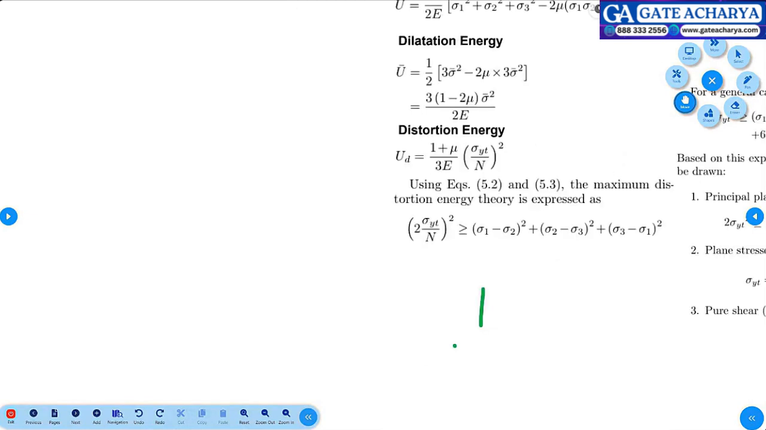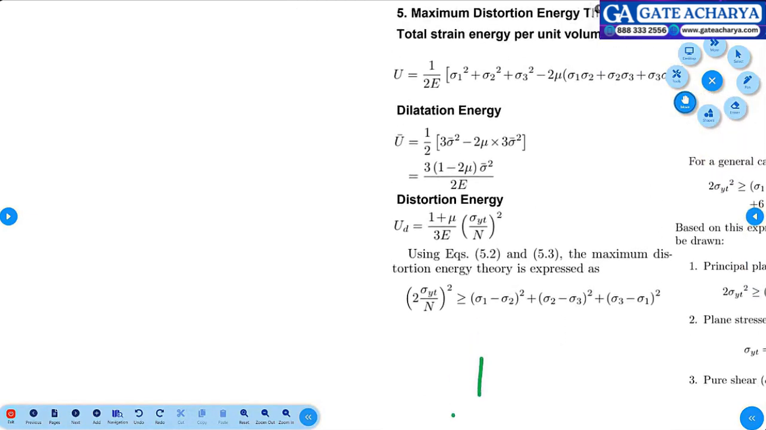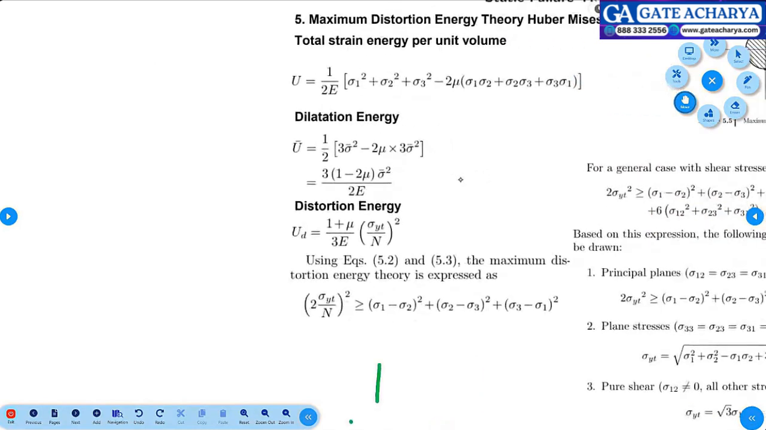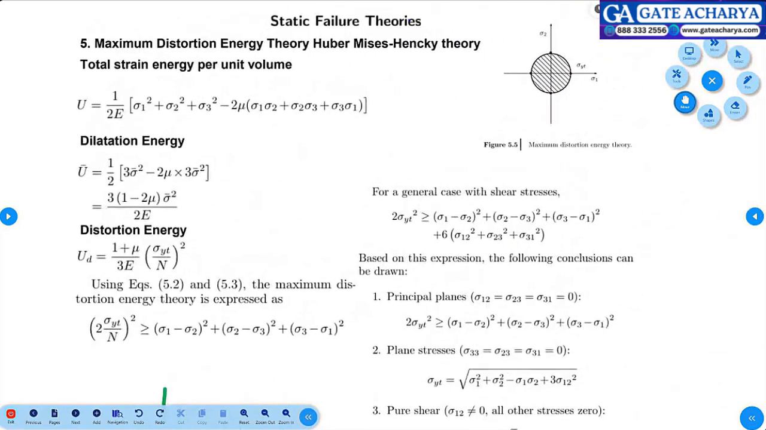The next theory is the von Mises theory. This is called the von Mises theory, the most accurate theory to judge a failure mechanism. It says that we have to divide the total strain energy per unit volume into two parts. One is called the dilational part, the other is called the distortional part. The distortional part is due to shear, and the dilation is due to pressure or normal stress.